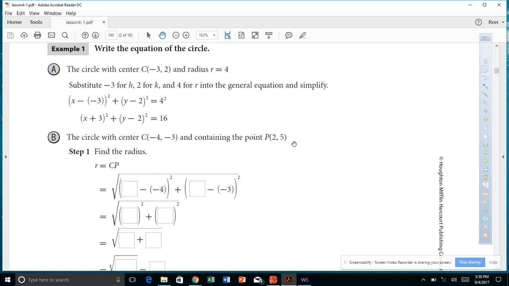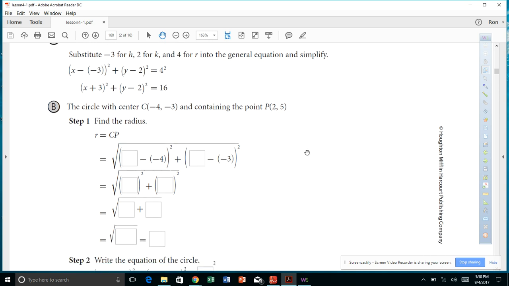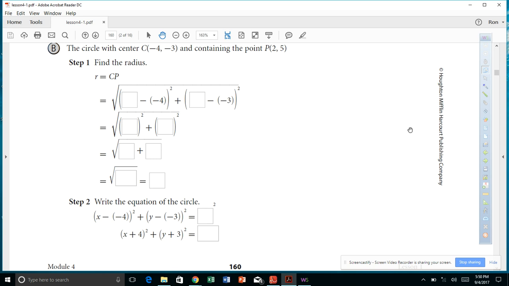Write the equation of the circle. I'll let you do A, and then when you get back, we'll do B together.